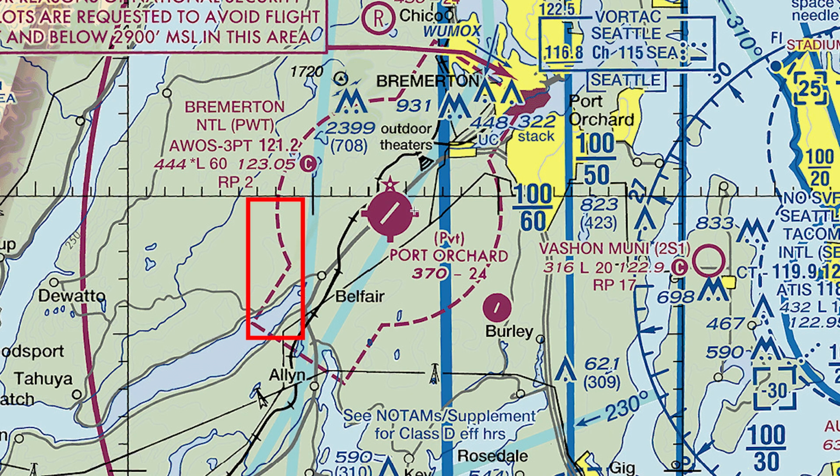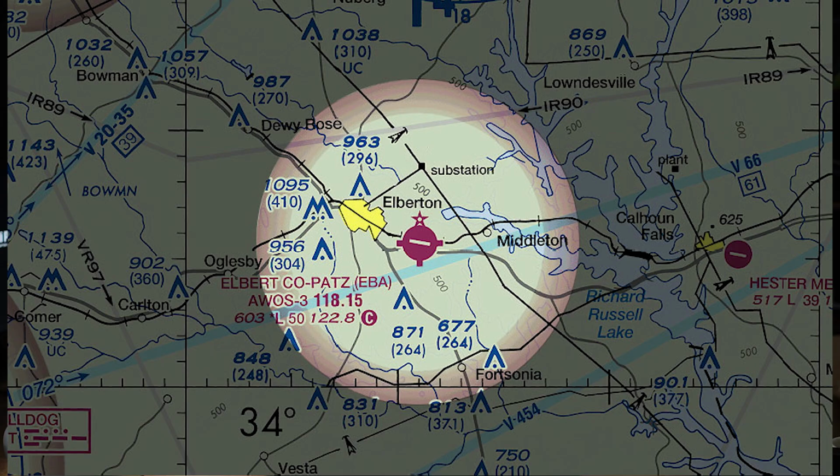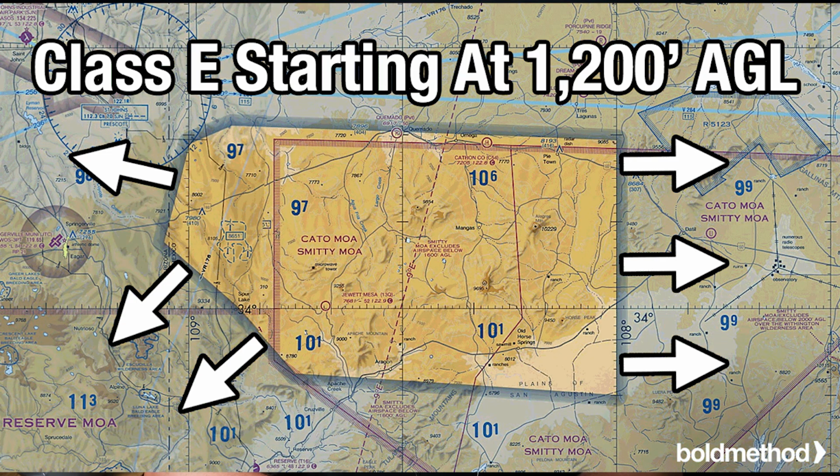Dashed magenta lines indicate Class E airspace starting at the surface. Faded magenta lines indicate Class E airspace starting at 700 feet. Faded blue lines indicate Class E airspace starting at 1,200 feet AGL. Class E airspace typically serves as controlled airspace for aircraft transitioning to and from the terminal or route environments.